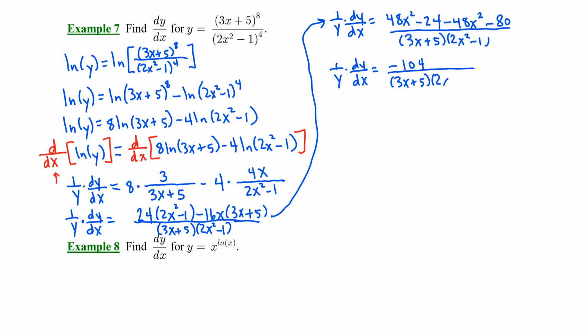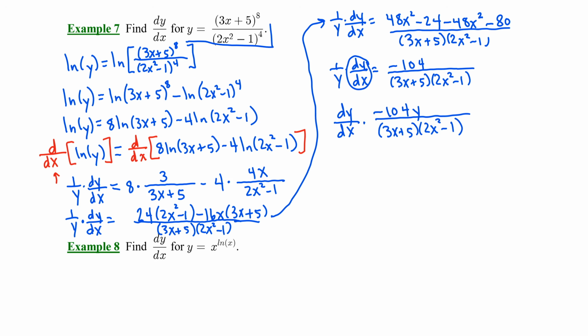And the last step is to multiply both sides by y so that we can isolate dy over dx, the derivative that we're after. So we can have 104y, which is the implicit form of our derivative, but because we started with an explicit function, we want to end with an explicit derivative. So we're going to replace y with its original expression in terms of x.